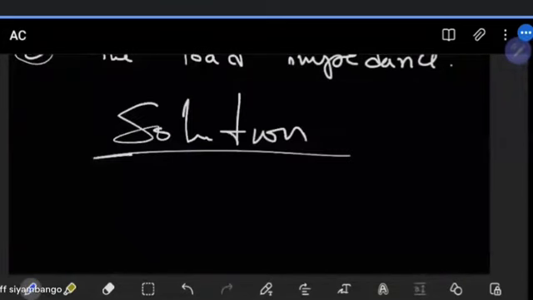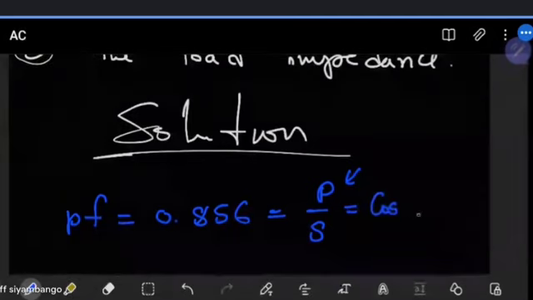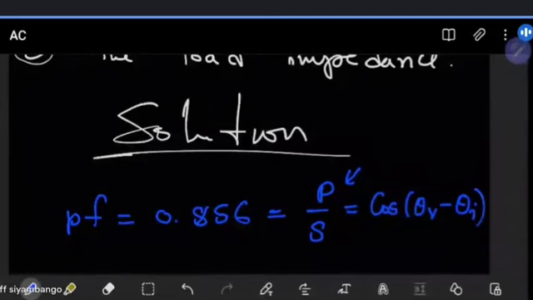The question is telling us that in this case, the power factor is 0.856. But we know that power factor is equal to P over S. P is the real power, and S is the apparent power. We also recall that power factor reduced, when we divided the apparent power, IRMS, VRMS, and then cos and so on, to just be cos of theta V minus theta I. So power factor also reduced to that.